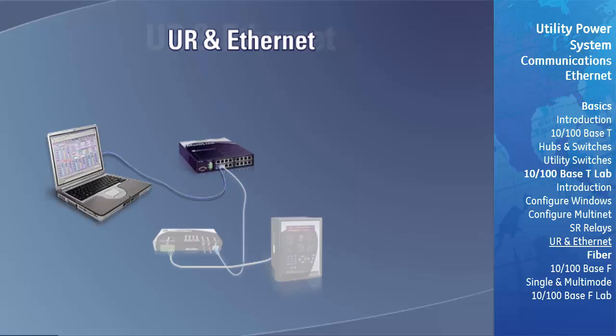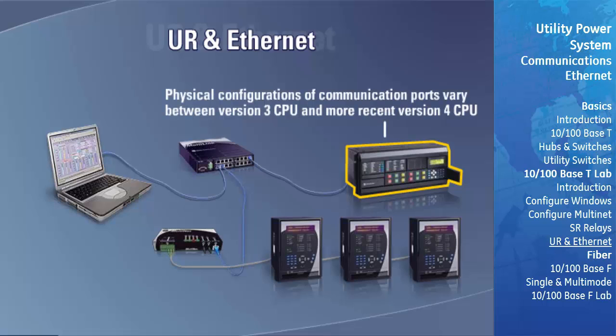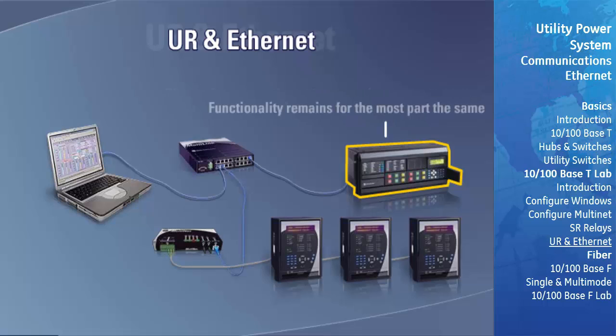Now we will add a universal relay onto our Ethernet LAN. The physical configurations of the communication ports for the universal relay vary between the older version 3 CPU hardware and the more recent version 4 CPU. However, the functionality remains for the most part the same.